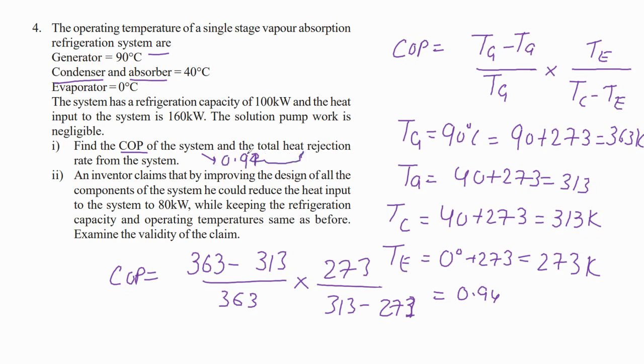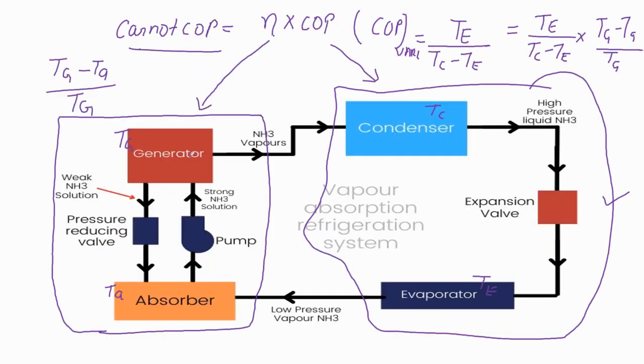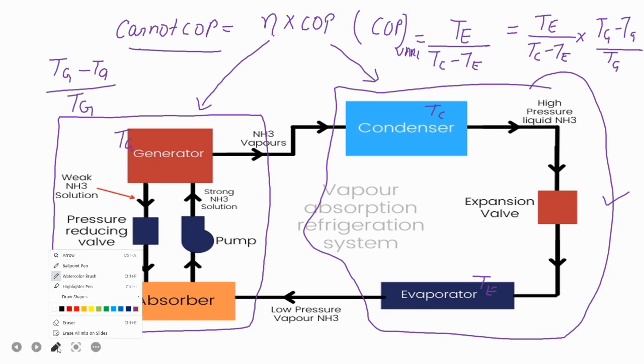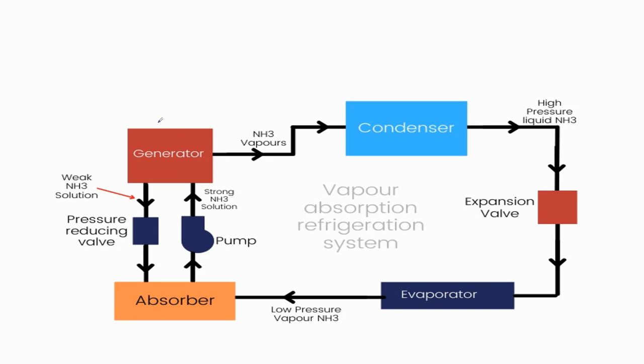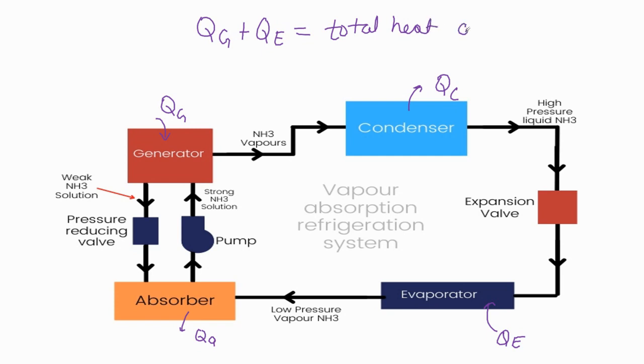Now what is the total heat rejection from the system? Heat rejected from which portion? I hope you have noted all these things. So let me clear this. See, heat is absorbed in the generator, and heat is absorbed in the evaporator. Heat is rejected in the condenser, and heat is rejected in the absorber. So total heat absorbed is Qg plus Qe.